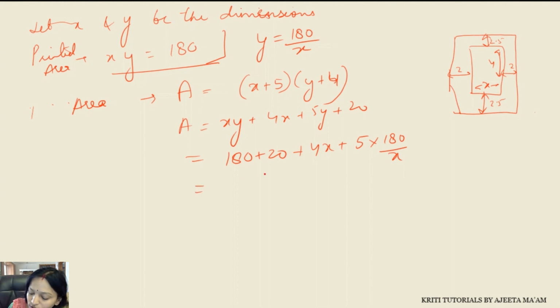So now let's move it. So 180 plus 20 is 200 plus 4x plus 900 upon x. Now let's differentiate it, okay. Now what do we get?